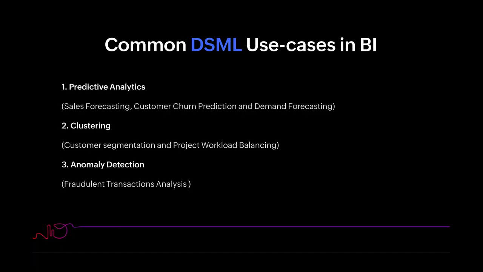Finally, let's discuss the anomaly detection. So this powerful technique is crucial for identifying unusual patterns that might indicate issues. Take fraudulent transaction analysis, for instance. Machine learning models can sift through the transaction data in real time, flagging any anomalies that deviate from typical behavior. This not only helps in mitigating losses, but also enhances customer trust and security.